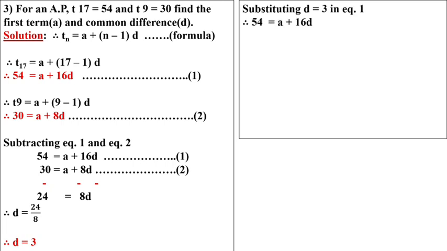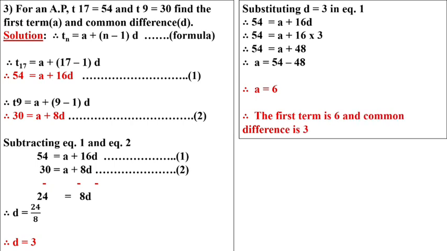Now substitute the value of d in equation number 1. What is equation number 1 we have, student? 54 equal to a plus 16d. Now we will substitute the value of d as 3. 16 times 3 is 48. Now 48 will go to the left side and become minus. 54 minus 48, here we get the value 6. It means the first term is 6 and the common difference is 3. Understood? Okay.